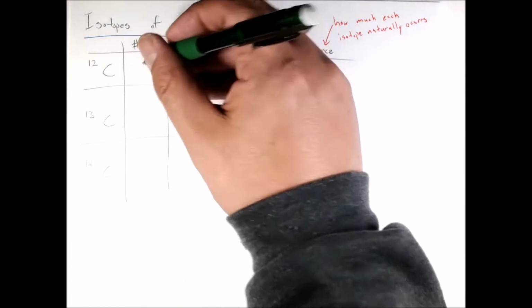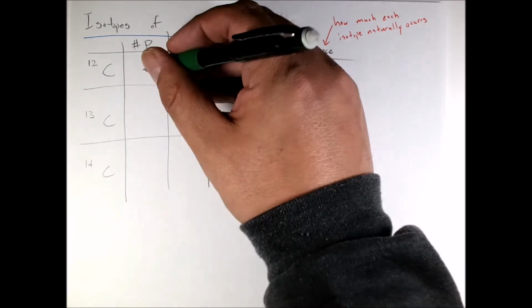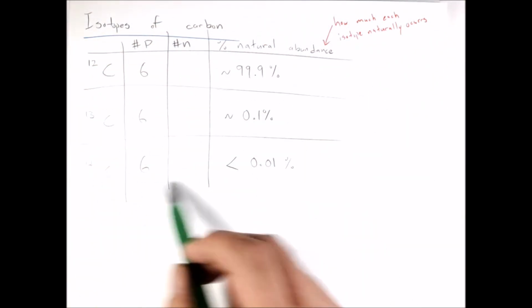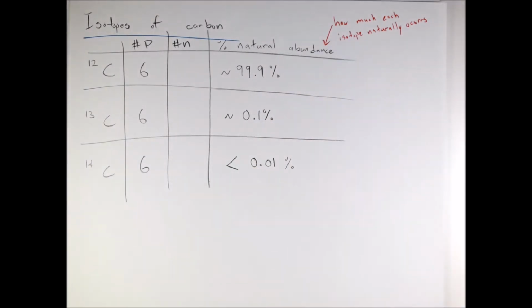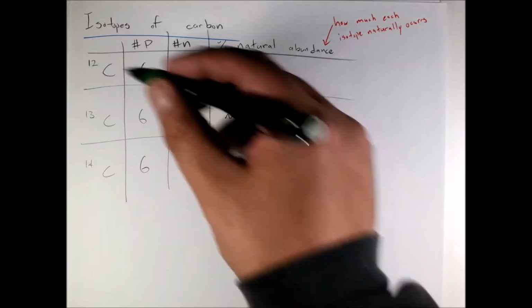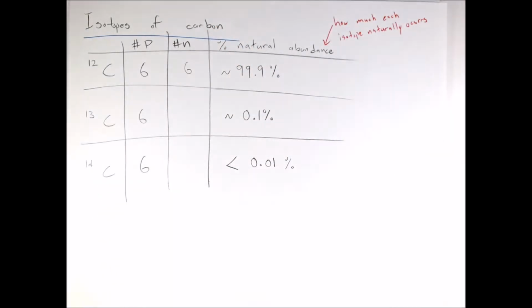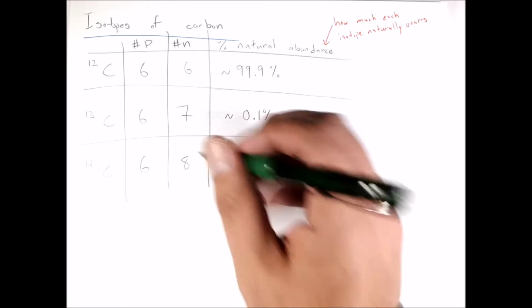How many protons does carbon-12 have? Or all of these for that matter. They all have 6, right? Because we're still calling it carbon, these are going to be the same. However, we have different isotopes here, so their mass number is different, meaning their number of neutrons is different. So carbon-12 has 6, and then what about carbon-13? 7, and then 8 for carbon-14.